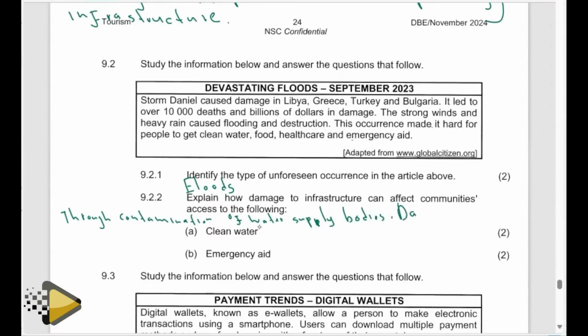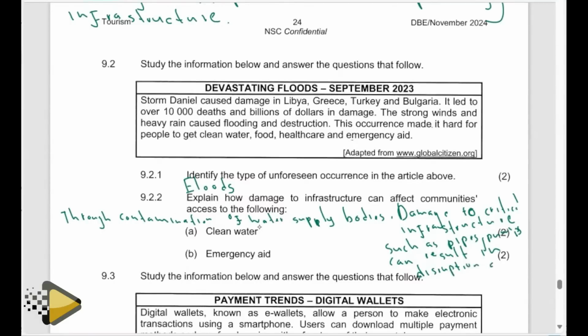Then in addition to that, damage to critical infrastructure such as pipes and pumps can result in the disruption of clean water supplies. Then in addition to that, you can also say that dams may be destroyed by floods. That's another thing.